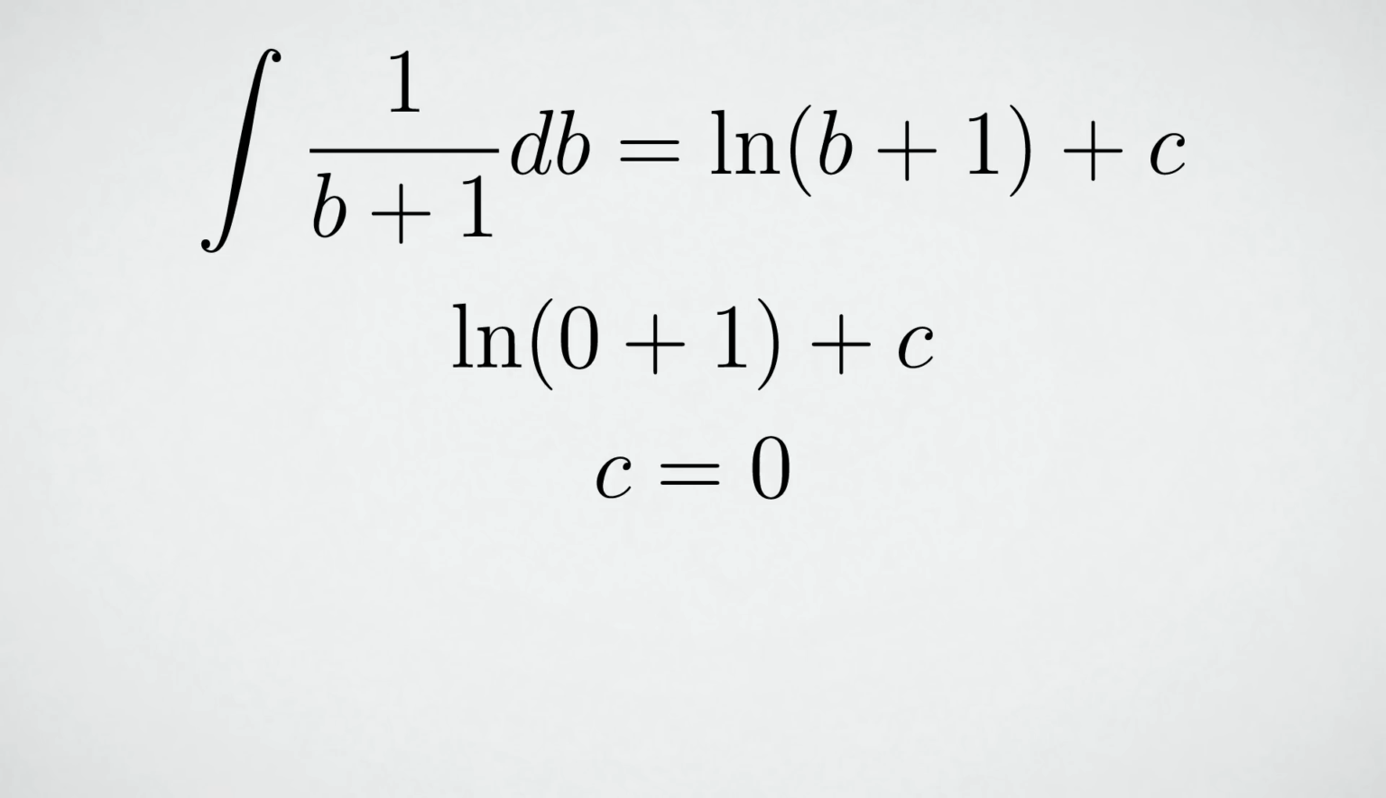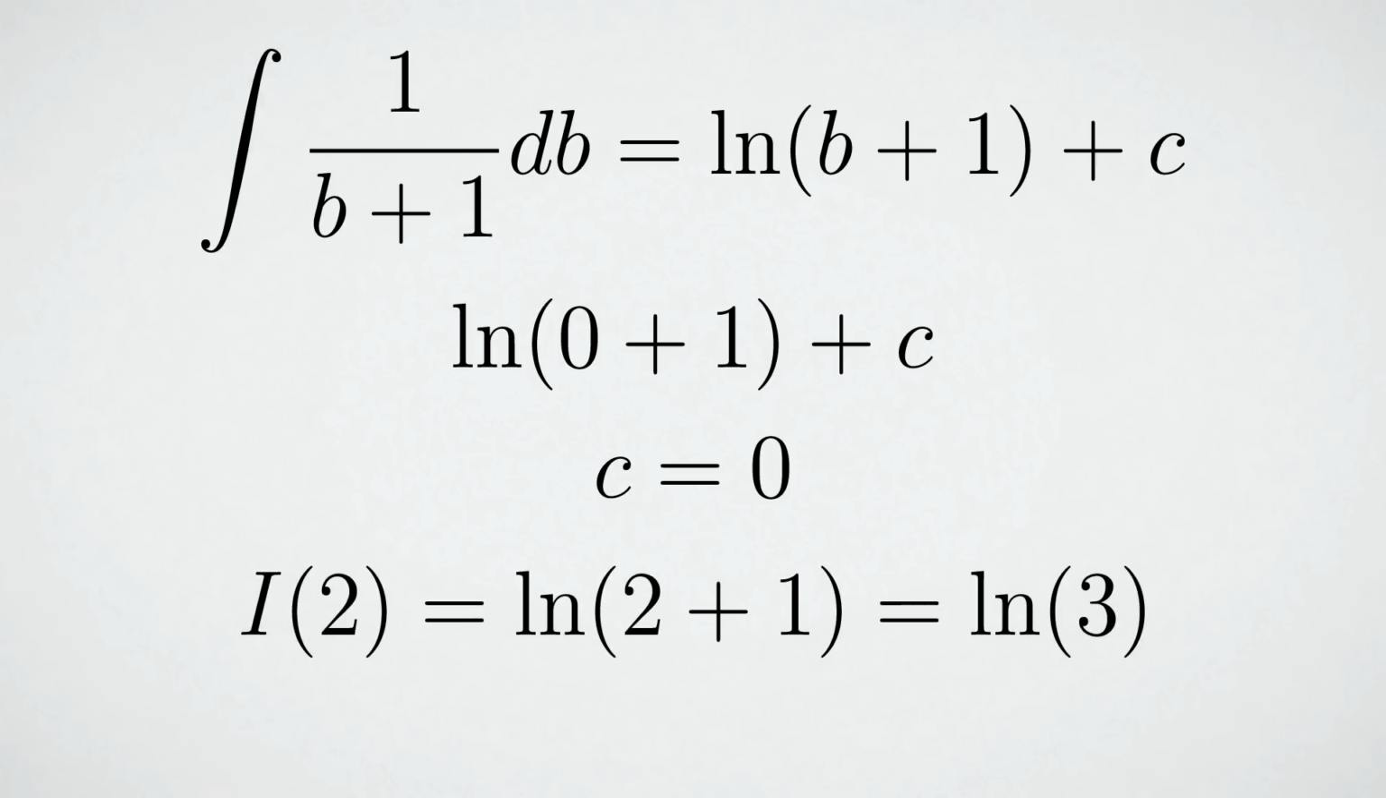Are we done? Almost. All we have to do is answer the question, which is the particular integral when the exponent b is 2, which is the natural log of 2 plus 1, or the natural log of 3. And we're done. Well, let's look at another one. Off to you, other disembodied voice.